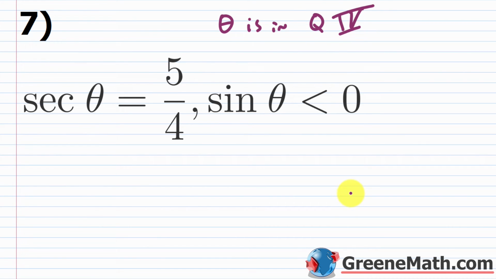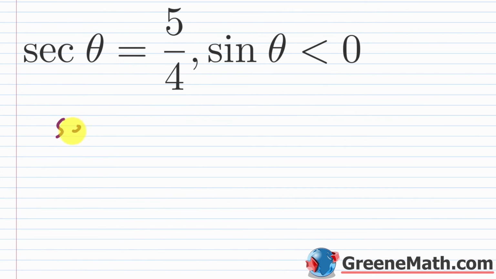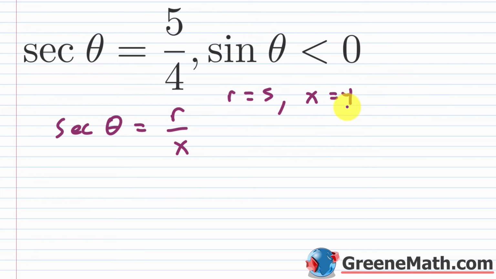Okay, so in quadrant 4, the x values are positive and the y values are negative. So coming down here, we have the secant of theta, which by definition is r over x. So this tells me that the r value here is 5, and the x value here is 4. Okay, remember, we're in quadrant 4, so x values are positive. Now, I know my y value is going to be negative. Okay, so I have to be really careful. So let's get rid of this, and I'm just going to put this as negative something.